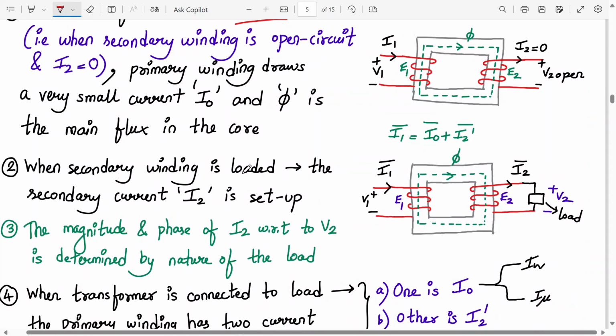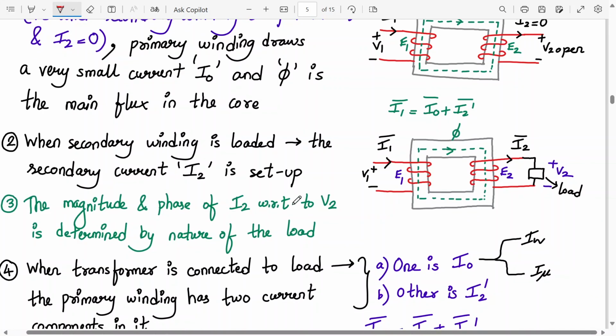When the secondary winding is loaded, let's say we connect an inductive or a capacitive or a resistive load, the secondary current I2 is set up. The magnitude and the phase of the secondary current with respect to V2 will be determined by the nature of the load, of course, right? If it is resistive, then I2 and V2 are in phase. If it is inductive, I2 is lagging behind the voltage by 90 degree, or if it is capacitive, I2 will lead the voltage by 90 degree.